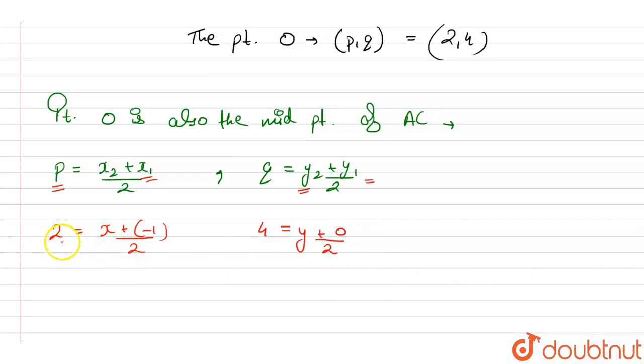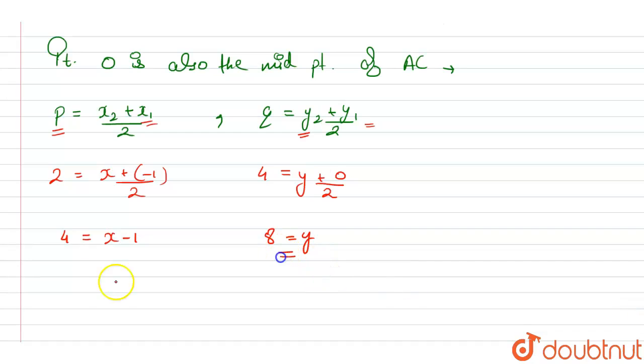So this 2 will be transferred to the left hand side. This will be equal to 4 is equal to x minus 1, and over here this will be 8 is equal to y. So we have found the value of y as 8, and the value of x is equal to 4 plus 1. So this will be equal to 5. So the value of x comma y is nothing but 5 comma 8.